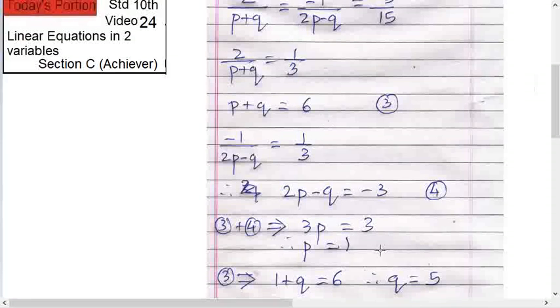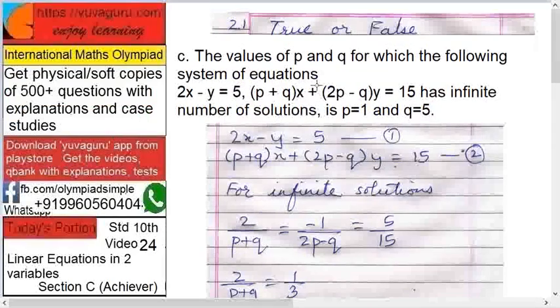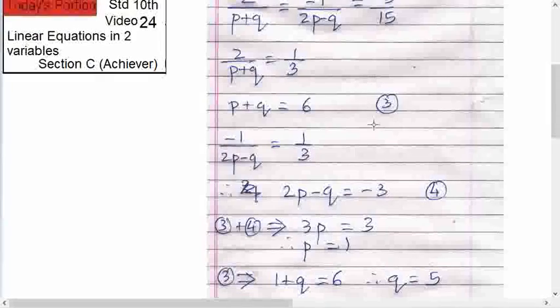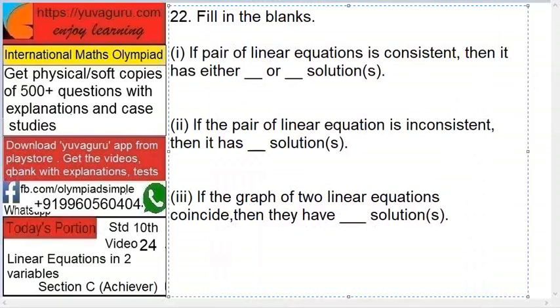But you need not do all these steps. Just put the values 1 and 5 in this and you will get 2 upon 6, that is 1 upon 3, and the answer is true. Don't waste your time as I have done. Okay. Next, fill in the blanks.